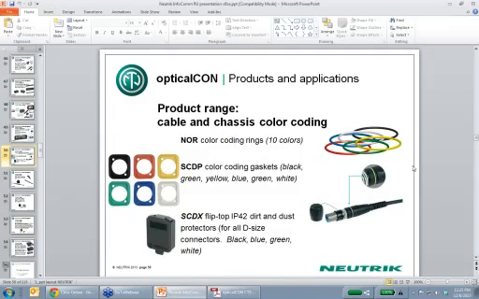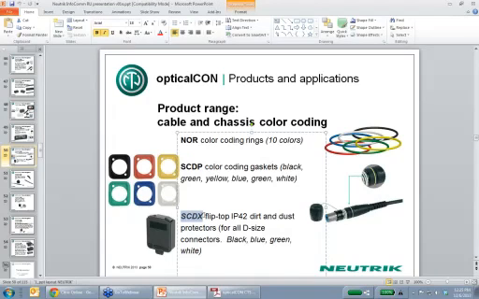Again, we talked about this color coding. We have color coding rings that match color coding gaskets. We have these flip-top covers, which are fantastic, by the way. If any of you are Neutrik users who use D-size connectors and you don't know SCDX, make a note. Take a look at SCDX. It's a beautiful little flip-top cover. It's inexpensive, but it provides nice little protection for any kind of outdoor use. We sell a lot of these to ballparks, like baseball parks where they have to water the field.